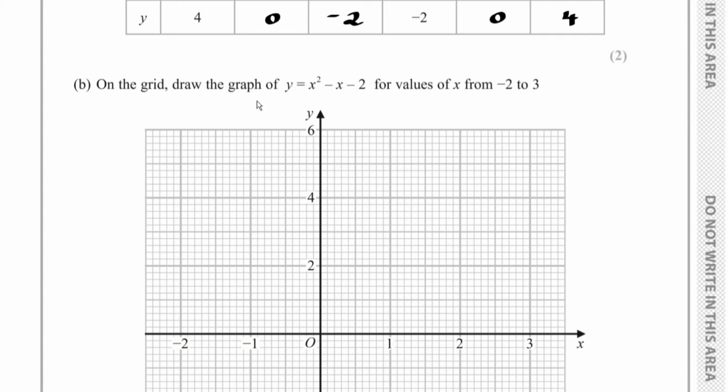Part B, on the grid, draw the graph of y equals x squared subtract x subtract 2 for values of x from -2 to 3.